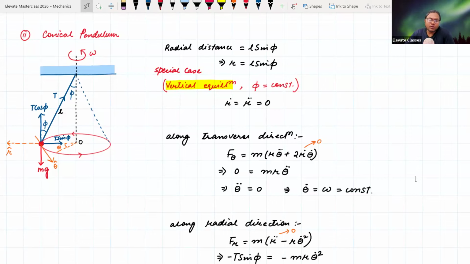And when I say vertical equilibrium, it means the forces in the vertical direction are balanced, as a result of which the height of the bob remains constant, and that condition leads to omega being a constant, and if omega is a constant, you end up getting a circular path.